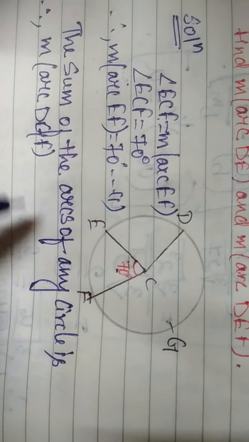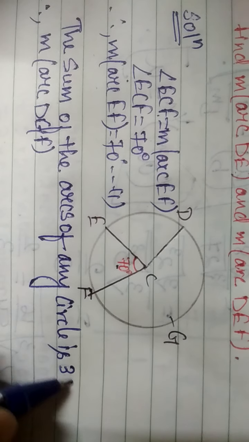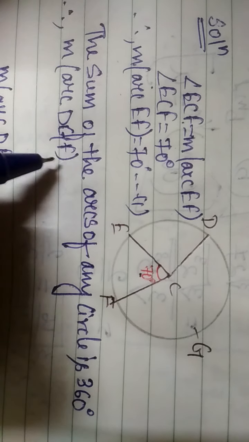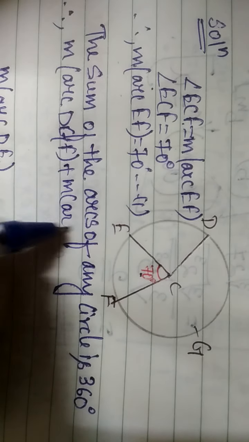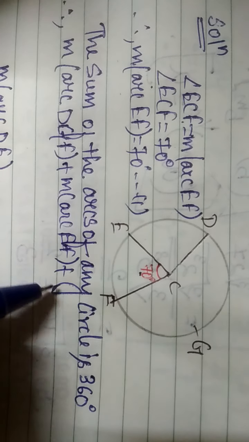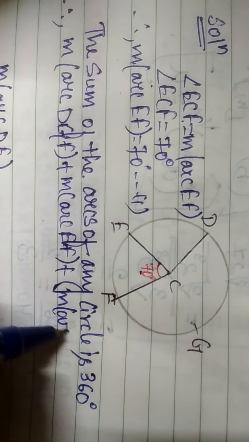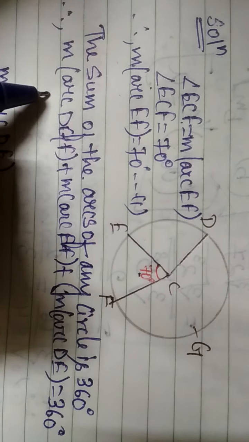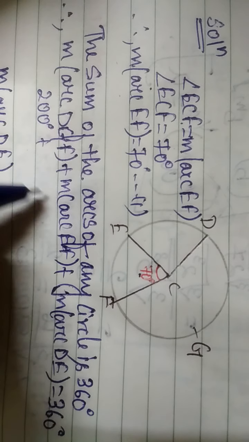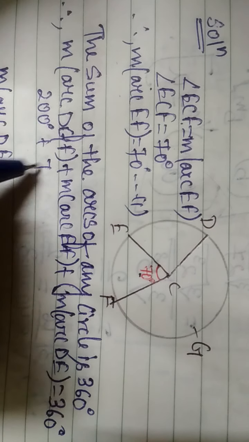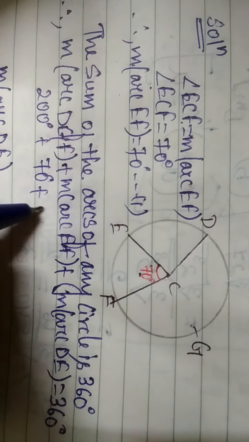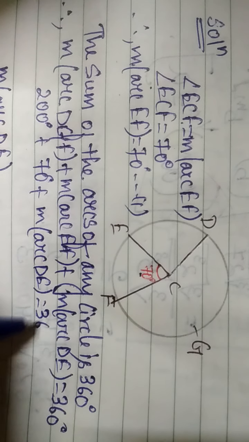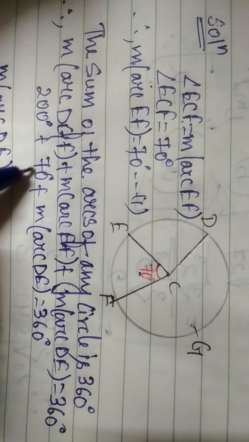Then we know that the sum of the arcs of any circle is 360 degrees. Correct? So measure of arc DGF plus measure of arc EF plus measure of arc DE equals 360 degrees. So we will substitute the values. It is given as 200 degrees, measure of arc EF will be 70 degrees from equation 1, plus measure of arc DE, which we have to find, equals 360 degrees.